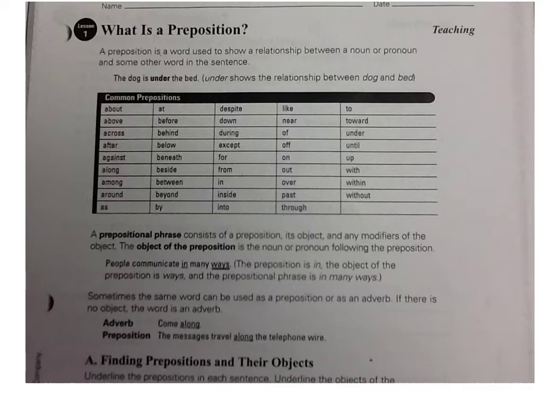A preposition is a word that's used to show a relationship between a noun or a pronoun and some other word in the sentence. Usually, the preposition can tell you where an object is in relation to another object. Notice this example right here. The dog is under the bed. The question is, where is the dog? And the answer is under the bed. Now, under shows the relationship between the dog and the bed.